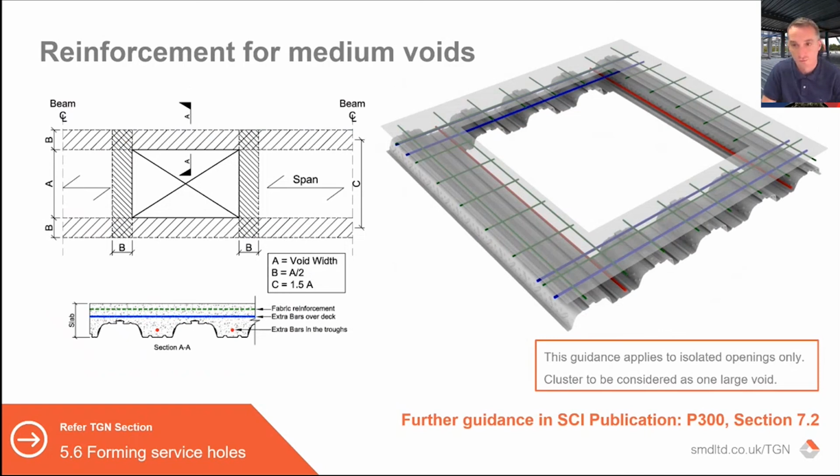The reinforcement for medium voids, it's beam strips around the voids. There's some really good guidance in SCI publication P300, and this is just an image we've put together, but the principles of that information in this are similar. So you're adding bars in to create reinforced concrete beam strips around that void.